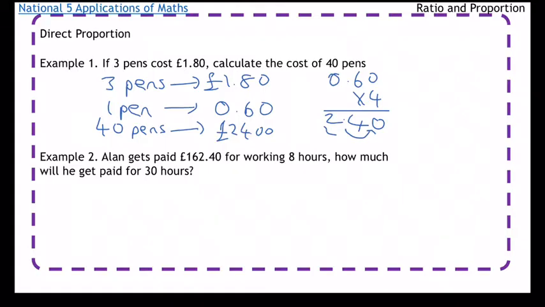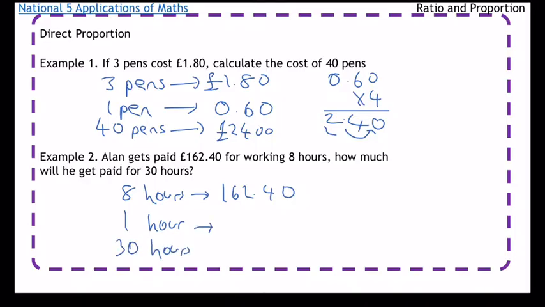Okay. Example 2. Alan gets paid £162.40 for working 8 hours. How much will he get paid for 30 hours? So 8 hours is £162.40. We're going to work out the cost of 1 hour and use that to work out the cost of 30 hours. Okay, a little bit trickier this one. So £162.40 is 8 hours, so to get 1 hour, I'm going to divide that by 8. That's basically going to tell me his hourly wage.